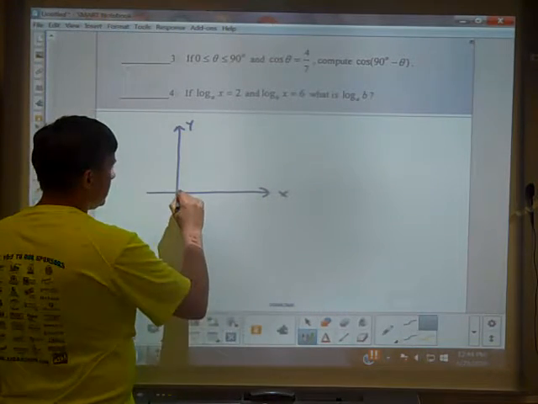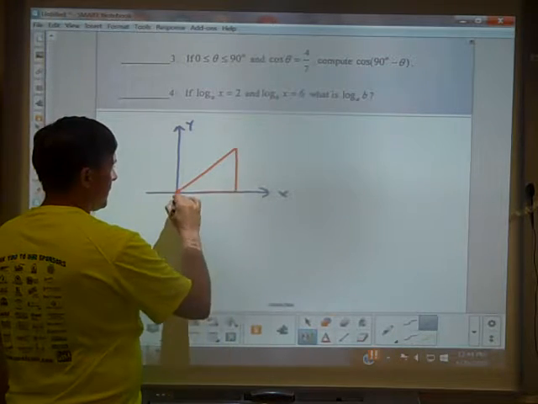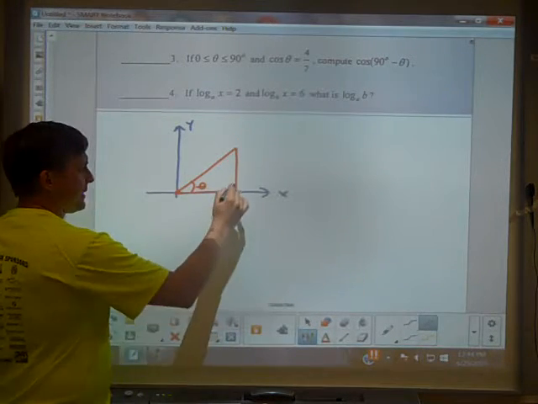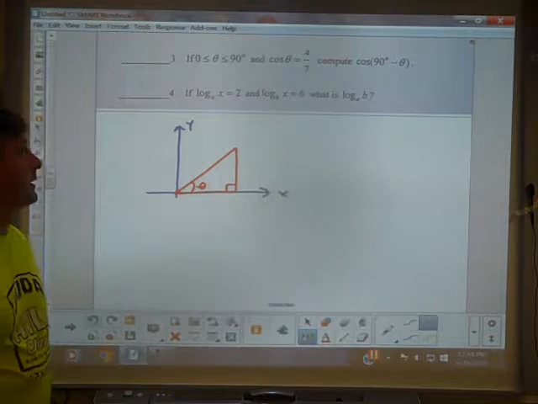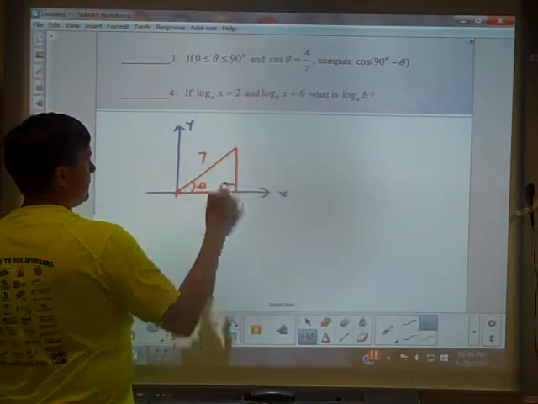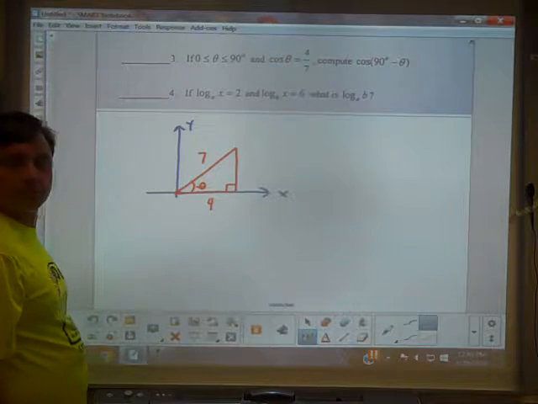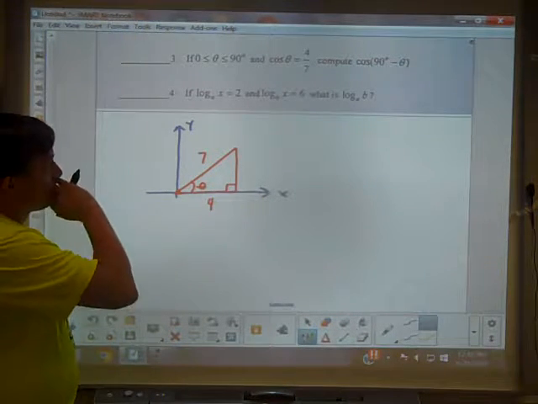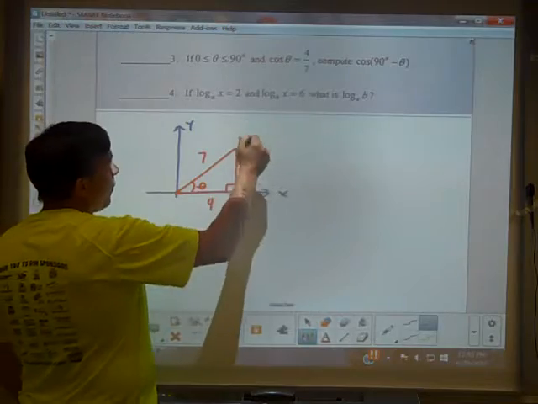the triangle would be right there. And there's theta. We'll define it. And we know it's a right triangle because it's cosine of theta. It has to be a right triangle. Cosine is adjacent over hypotenuse. All right?